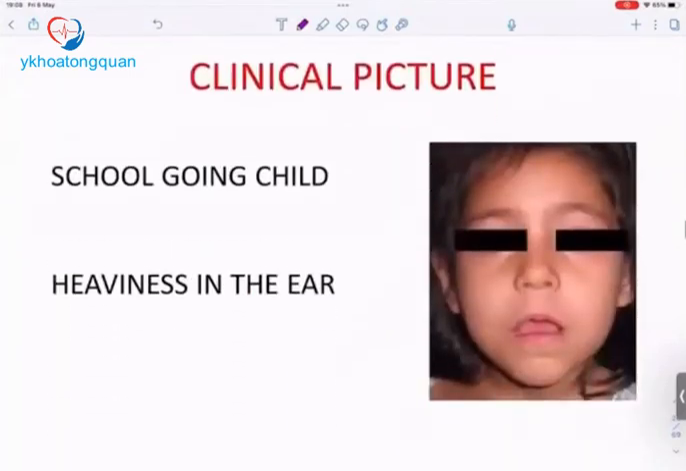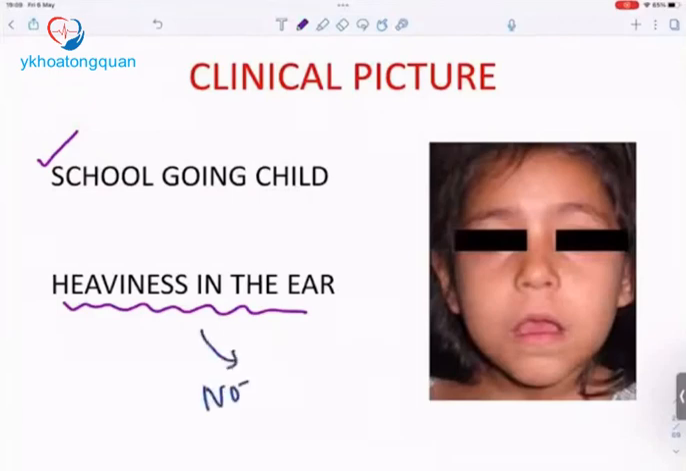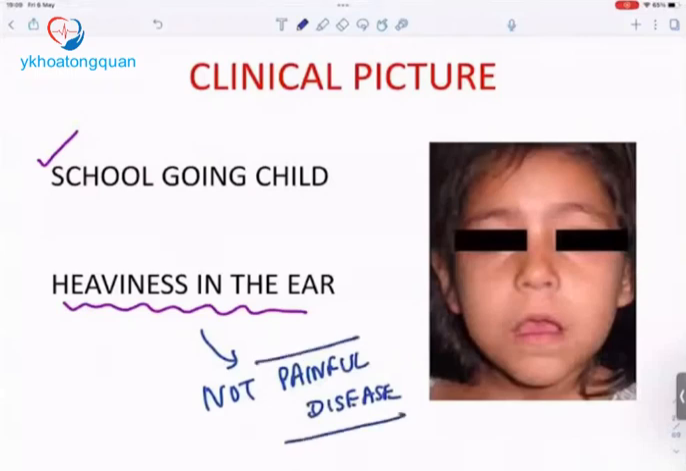Now, let us imagine the patient now. How will this patient come? Number one, it's a school age child. Number two, the child will have heaviness in the ear. I think you can understand, if the child has got glue behind the tympanic membrane, the child will feel heaviness in the ear. Important point to remember is, it is not a painful disease. The child will not cry with pain. It's a very dull heaviness in the ear, but it is not painful. Glue ear is not a painful disease. Janet?